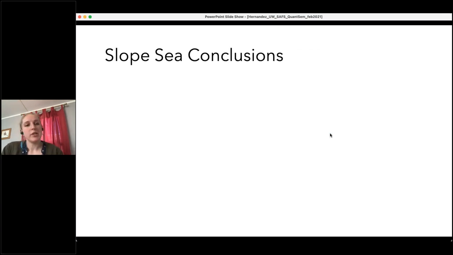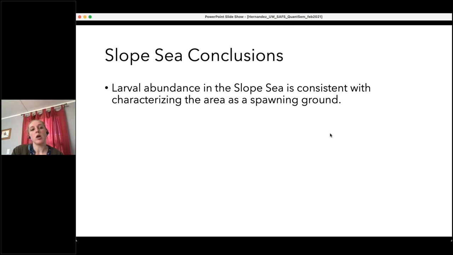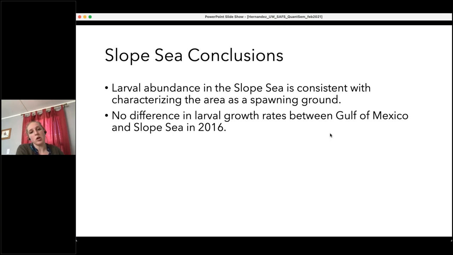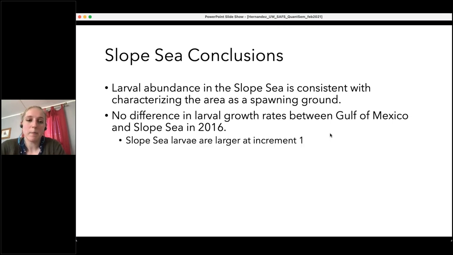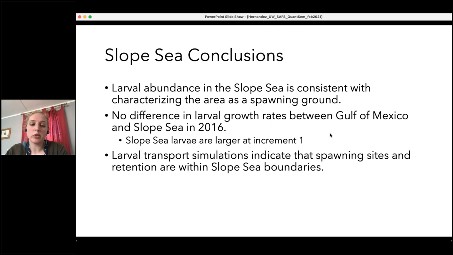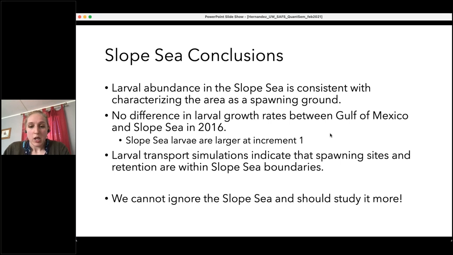So to conclude this section, larval abundance in the slope sea is consistent with characterizing the area as a spawning ground. We saw no difference in larval growth rates between the Gulf of Mexico and the slope sea in 2016, but we did see that slope sea larvae were slightly larger at increment 1. And larval transport simulations indicate that spawning sites and retention are within the slope sea boundaries. What that means is that we cannot ignore the slope sea, and we really need to study it more.